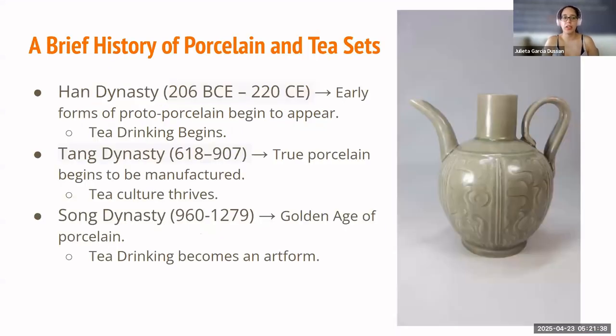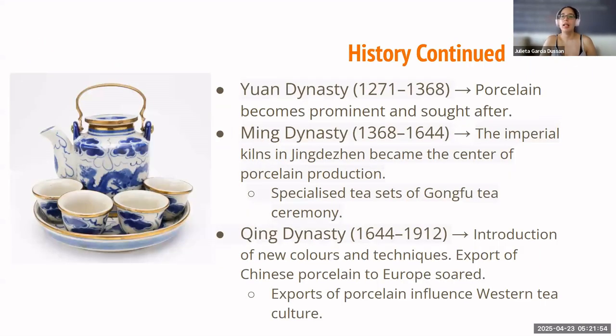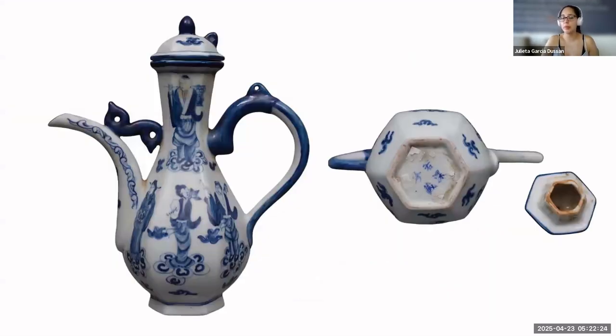Now, a brief history of tea. Tea has been present in China for a very long time, all the way back in the Han Dynasty and even earlier. We can see the timeline here. We can see an example. This is from the Song Dynasty. And we have more history here. The most recent dynasty, the last one, which is the Qing Dynasty, made Chinese porcelain very, very influential in Western tea culture. Now, this is the selected piece that we will be recreating today.